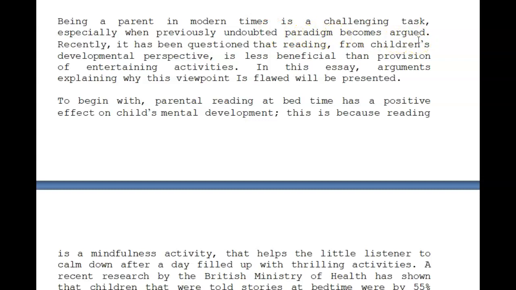"Recently it has been questioned that reading from a children's developmental perspective is less beneficial than provision of entertaining activities. In this essay, arguments explaining why this viewpoint is flawed will be presented." Okay, so when I read this, I'm thinking that you're saying that reading is the best way to develop skills and creativity. Okay, that's what I understood from this introduction. So that's what I expect to read. Let's see what you actually did in your paragraphs.